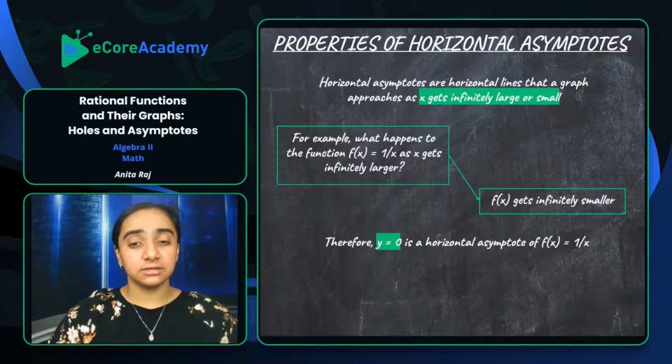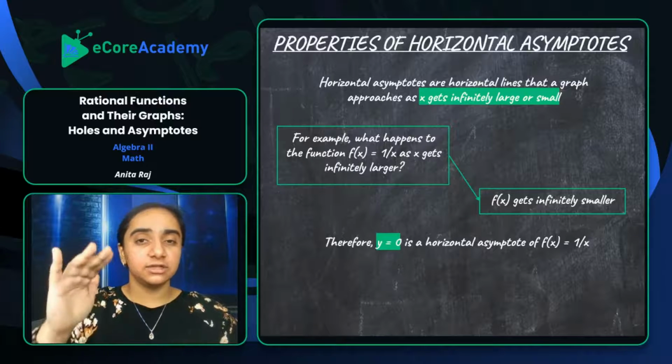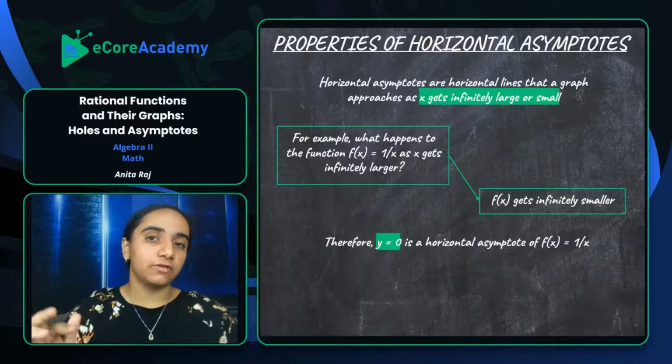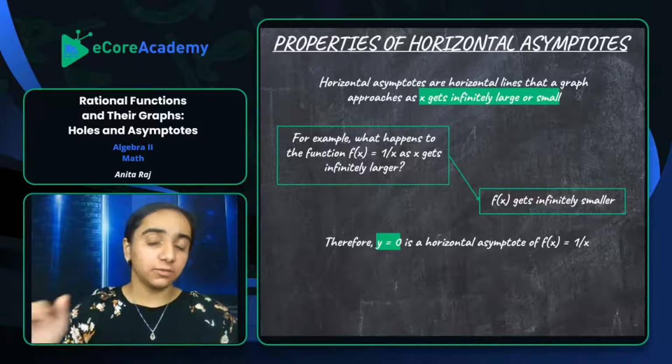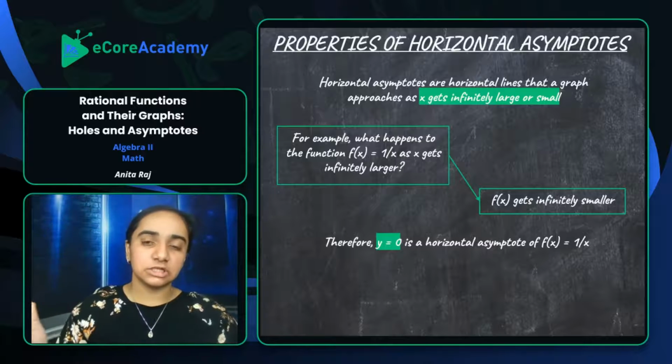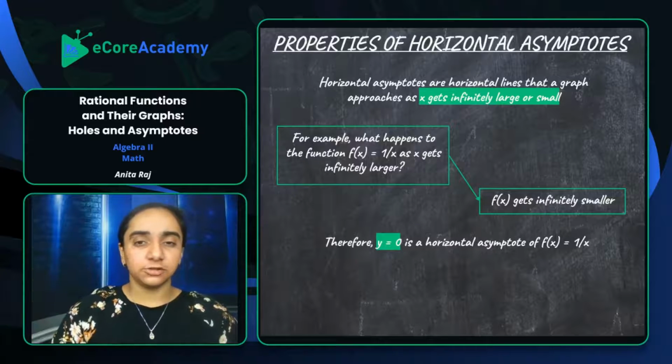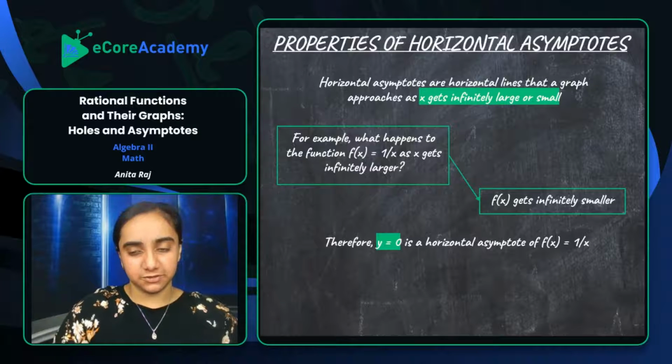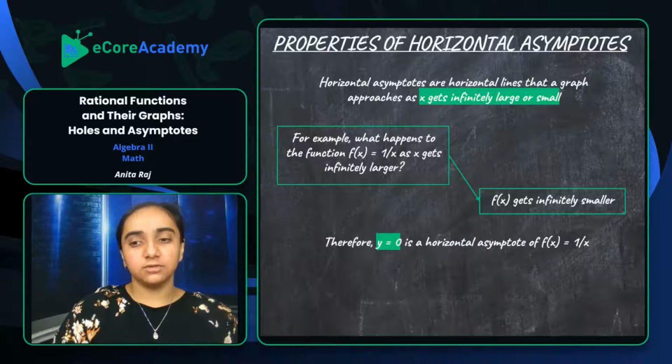Because it's getting infinitely smaller, like 1 over 1,000,000, 1 over 1,000,000,000, the value of the function is approaching 0, but it's never going to be 0. So the curve is approaching 0, but it's never going to be 0. So y equals 0 is a horizontal asymptote of this function f of x equals 1 over x.